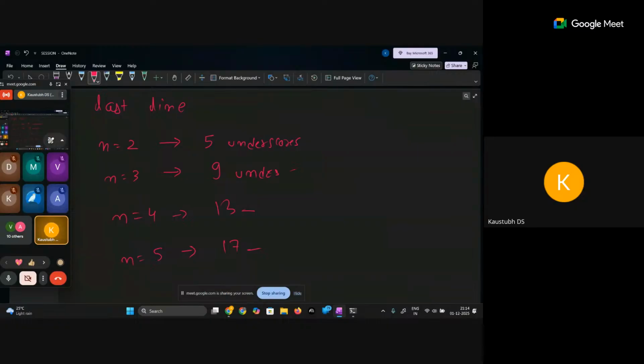I think I see a pattern. It is increasing in the order of 4: 5, then 9, then 13, then 17. So it is probably in the multiples of 4. What should we do to 2 so that it becomes 5 using 4? We can do 4 times 2 minus 1 plus 1, and that will give us a 5.